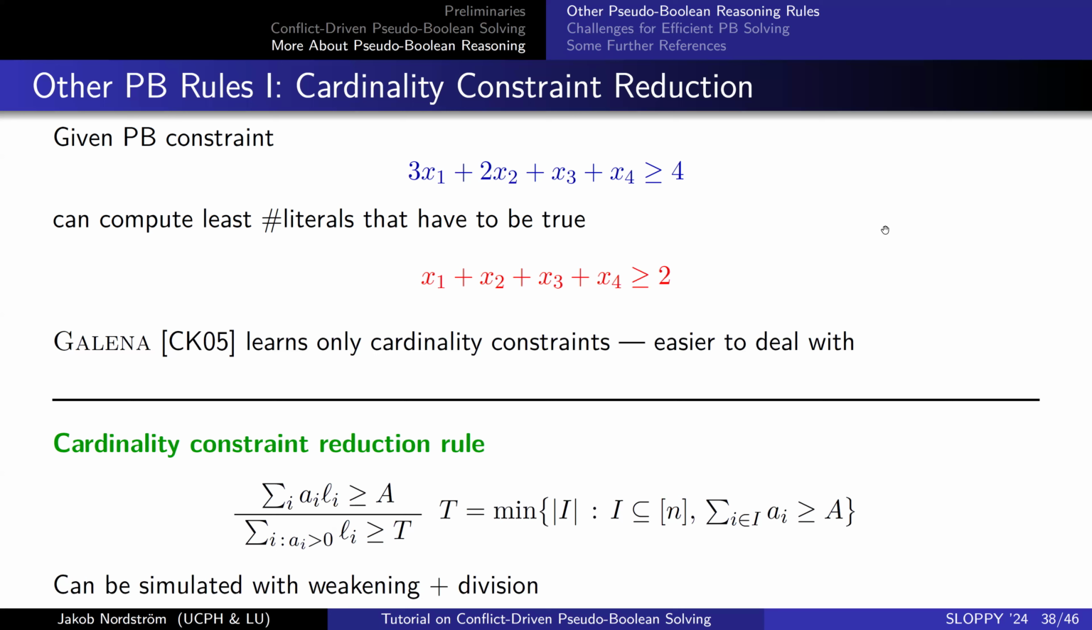And then, of course, it's not obvious that this would be like the best cardinality constraint. Sometimes you can also combine this with weakening. But if I have a pseudo-Boolean constraint like this, I can always round it to a cardinality.